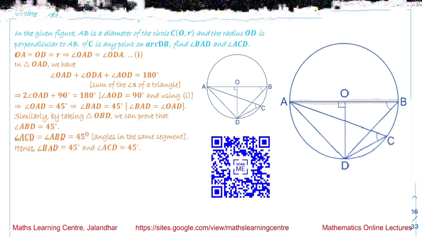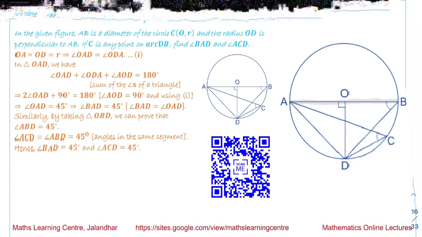Now in this next question we are given a triangle ABC which is right angled at A. At this point A, it is right angled. The hypotenuse of this triangle is BC and O is the midpoint of BC. Then we have to prove that the distances of this O from A, B and C, all these 3 points, are equal.